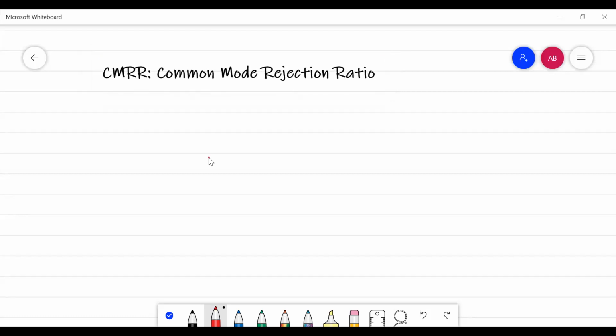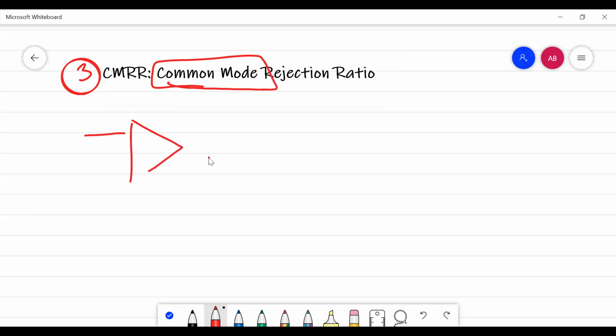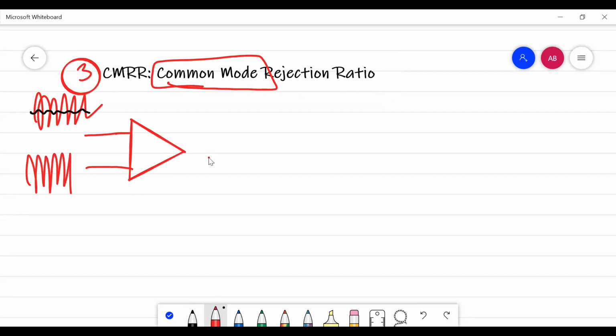So now we come on to the third parameter, and that is CMRR, defined as common mode rejection ratio. It is the ability of the op-amp to reject the common mode signal. Common mode signal means that when your sensors and transducers are working in an industrial environment, there will be a lot of noise there. And your signal, which is of the order of millivolts, will be embedded in that noise that is being sent as the input to this op-amp.